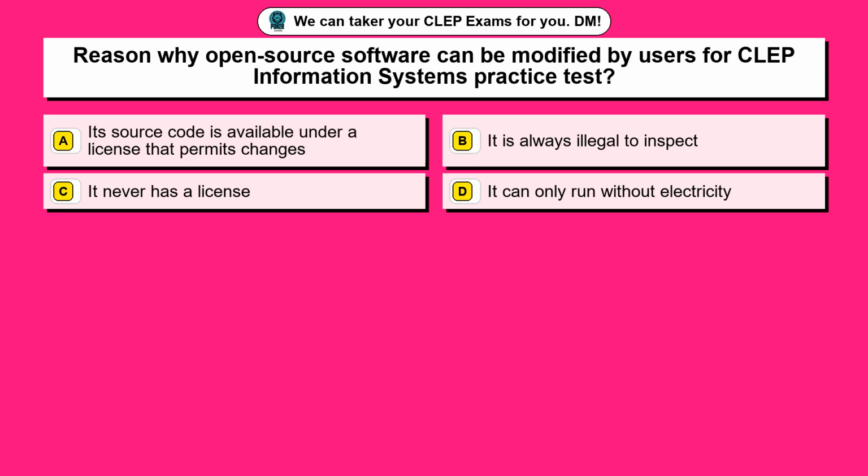Question 93. Reason why open source software can be modified by users for CLEP Information Systems practice test. Option A. Its source code is available under a license that permits changes.